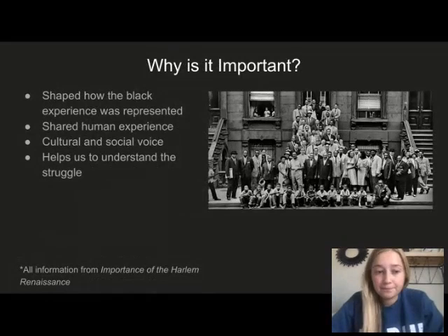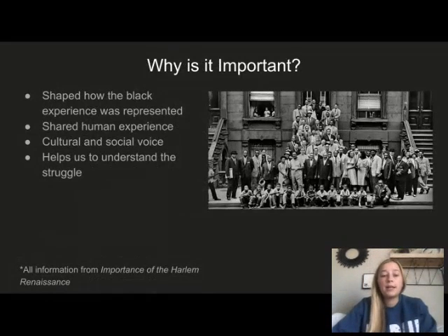So why is this important? For one, it shaped how the Black experience was represented. So for the first time, African Americans could really control how their experience was represented, and they could really tell their story. And we could hear it from their perspective, not from the white perspective.